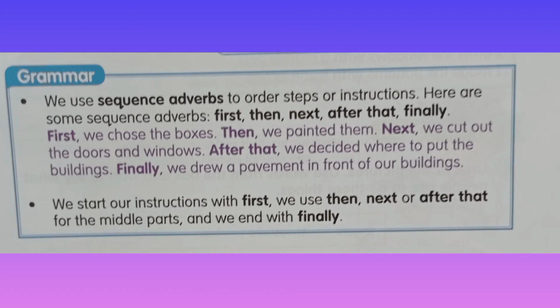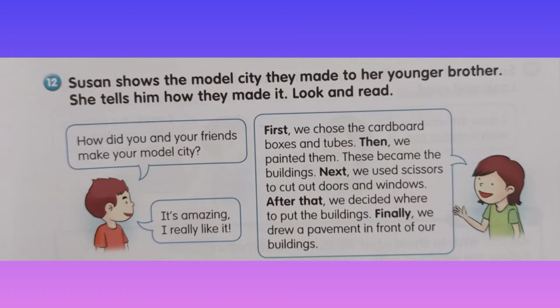Now, look at the conversation between Susan and her younger brother. Susan shows the model city they made to her younger brother. She tells him how they made it. Look and read. How did you and your friends make your model city?